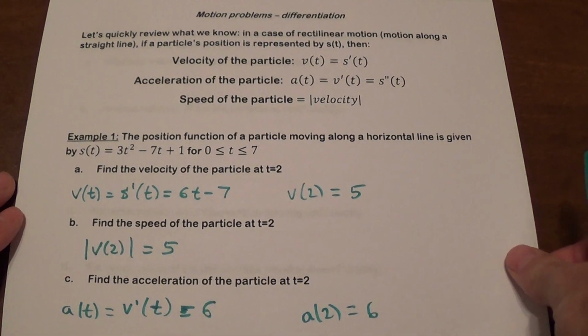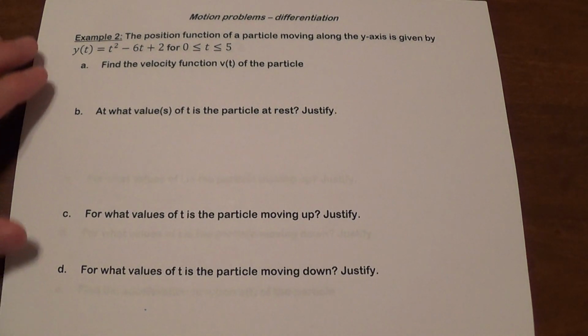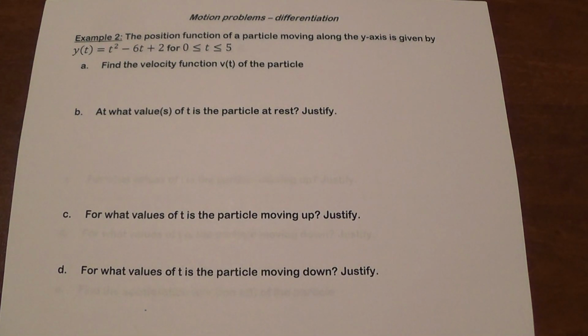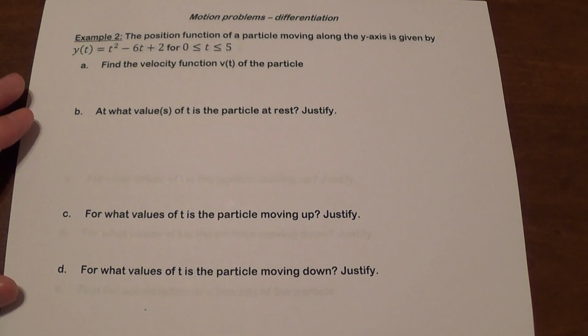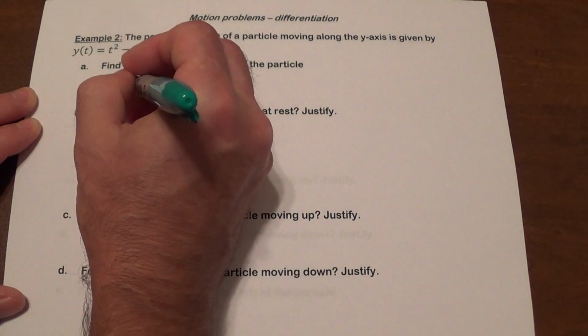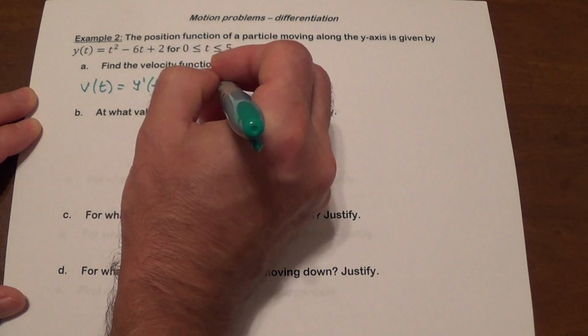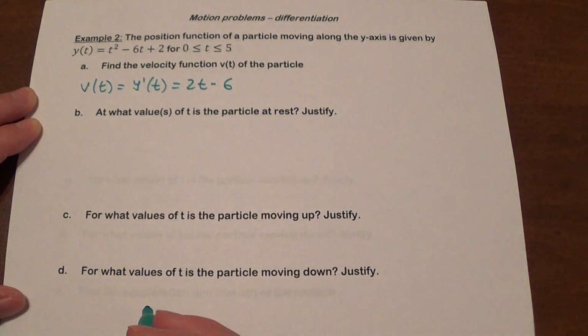Let's take a look at the next problem. So we have here a situation where a particle is moving along the y-axis. We have this position function given to us on the interval from 0 to 5. First thing we need to do is find the velocity function. So v of t is going to be y prime of t, which is going to be 2t minus 6.